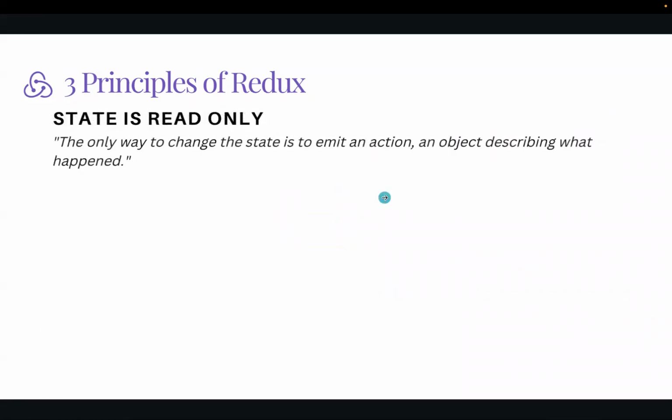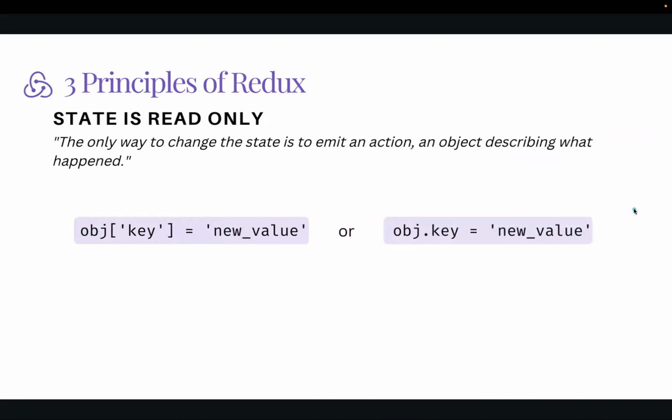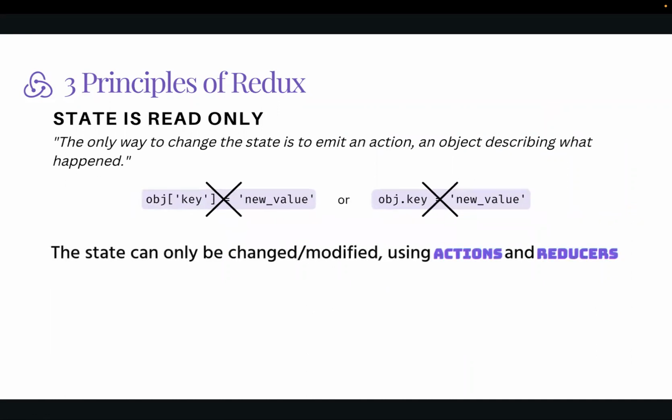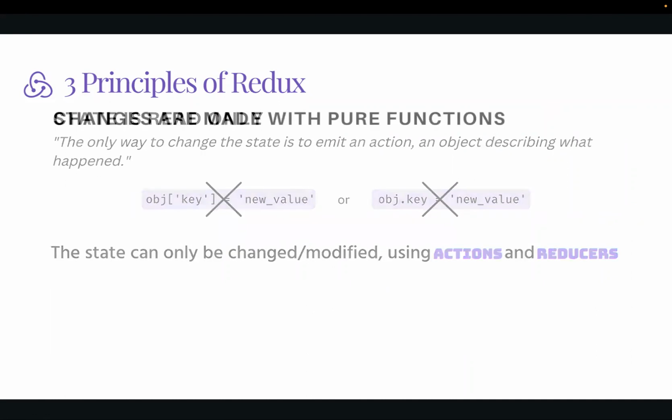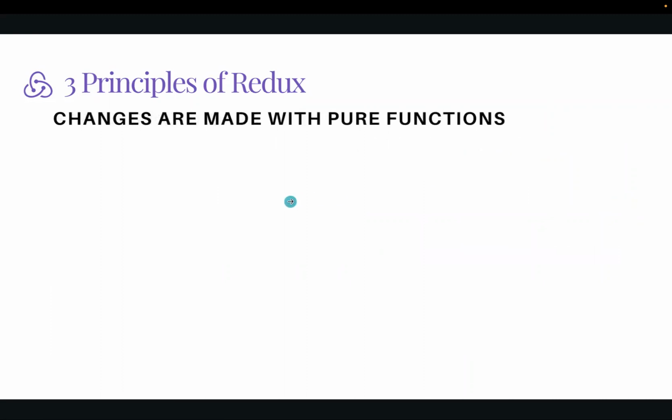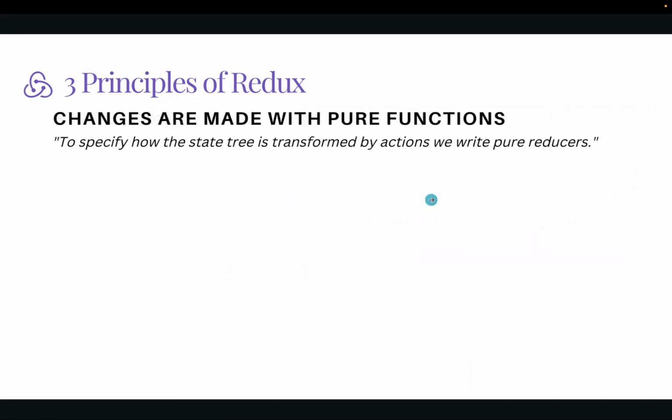State is read only. The only way to change the state is to emit an action, an object describing what happened. You cannot do it directly. This thing is not allowed. Okay, we just showed an example. Changes are made with pure functions.